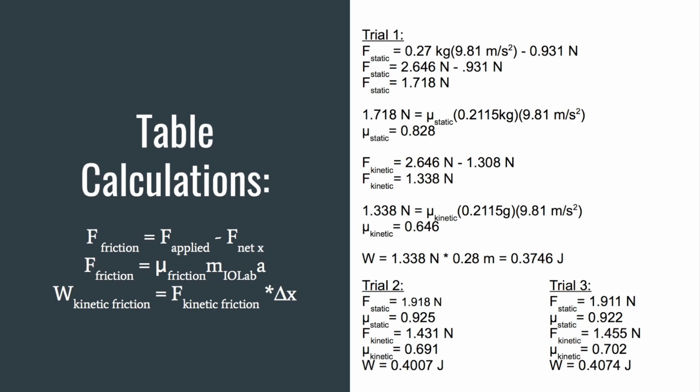The methods used to find the kinetic force of friction and kinetic coefficient of friction were similar to the ones used for static friction. The kinetic force of friction was found to be 1.338 newtons. The kinetic coefficient of friction was found to be 0.646. This proves that the kinetic coefficient of friction is lower than the static coefficient of friction. The force of kinetic friction was then used to find the work done by friction over a distance of 0.28 meters. The work was found to be 0.3647 joules of energy.